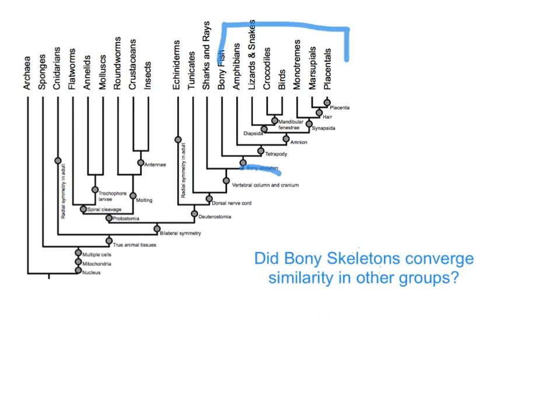Did bony skeletons converge similarly in other groups? It does not appear that bony skeletons converged more than once or in any other group. If it had, though, it would be what we call a homoplasy, which means that it appears more than once, and each time it appears, it has its own point of origin that is separate from the others.